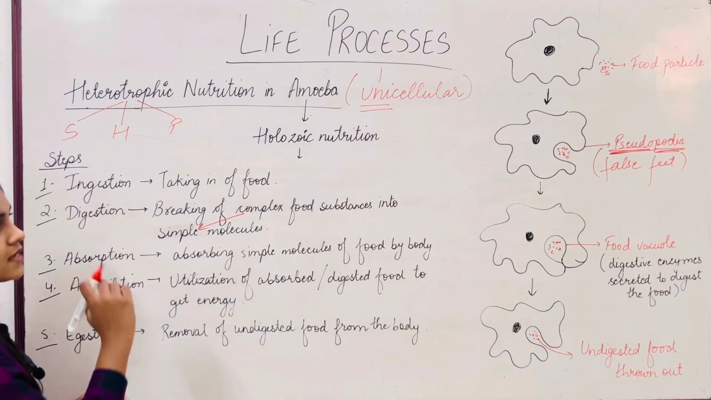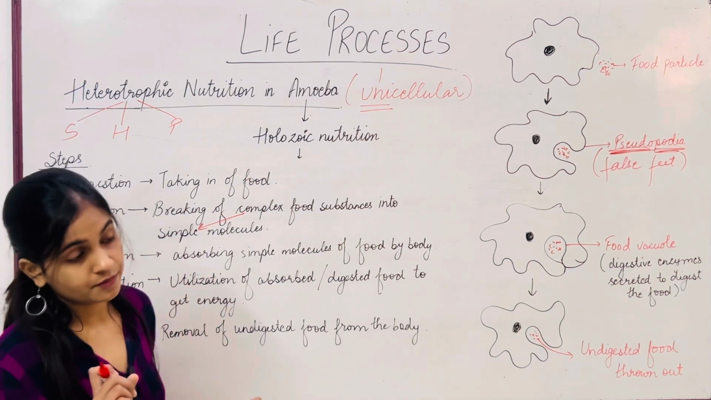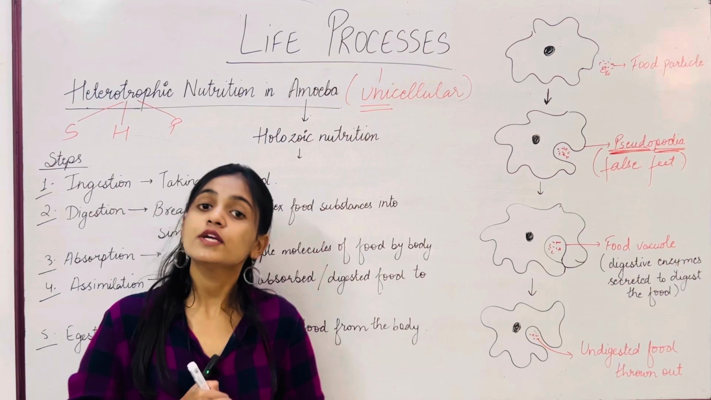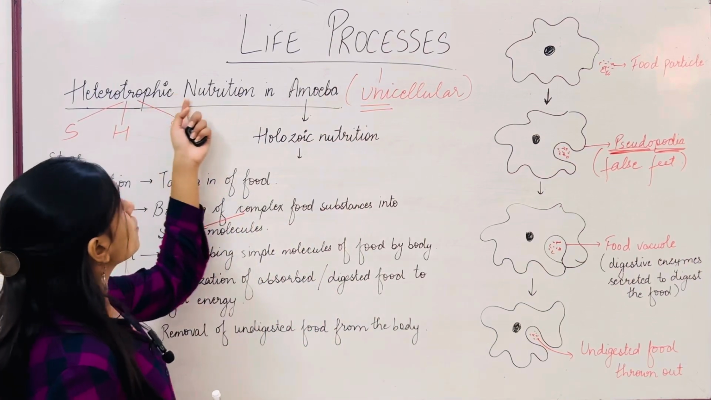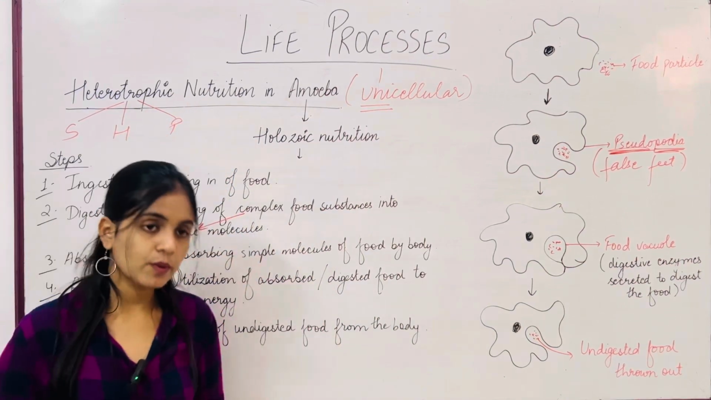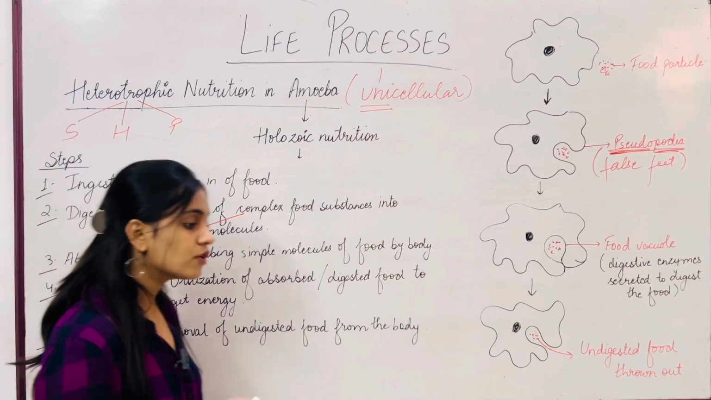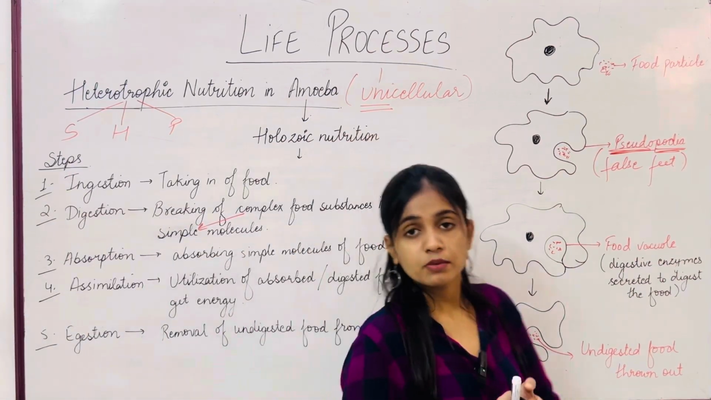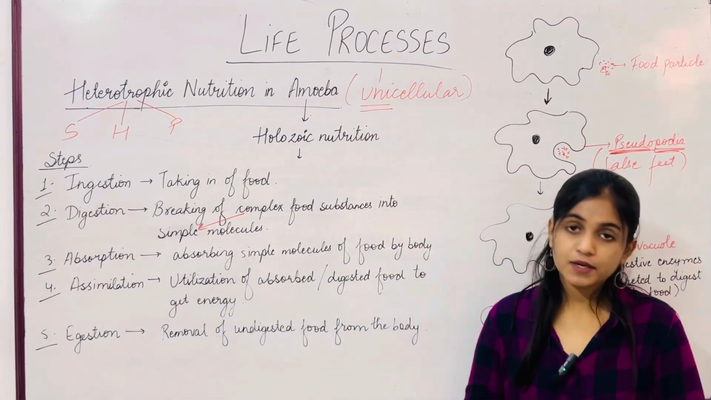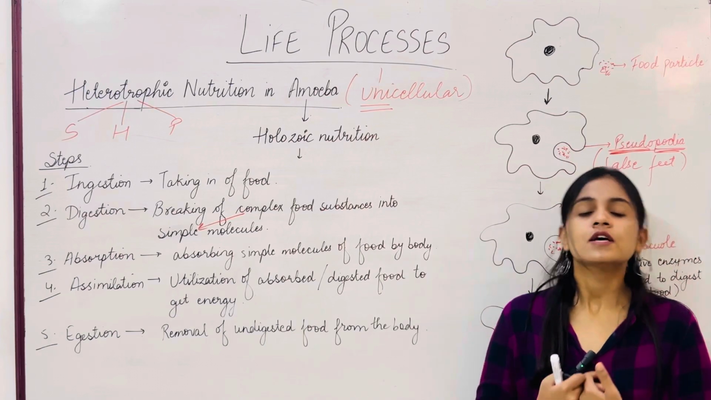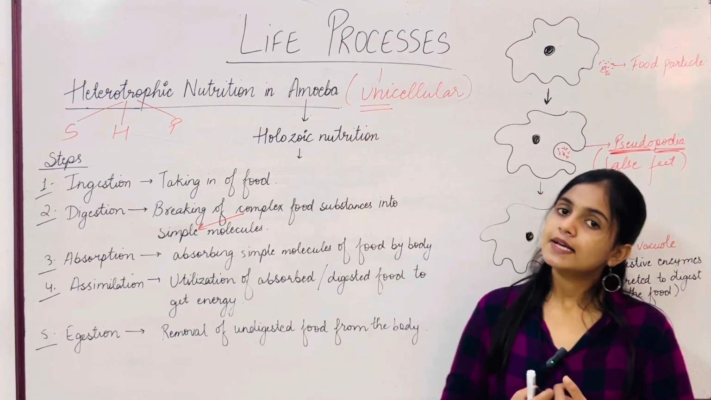Now this was unicellular and it was a simple organism. Now I will be talking about human beings. What type of nutrition takes place in human beings? We will discuss it, because heterotrophic nutrition in human beings is quite complex, because we are complex organisms, so our nutrition is quite complex.